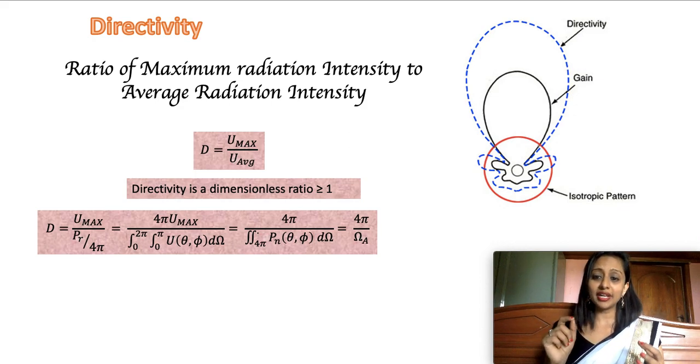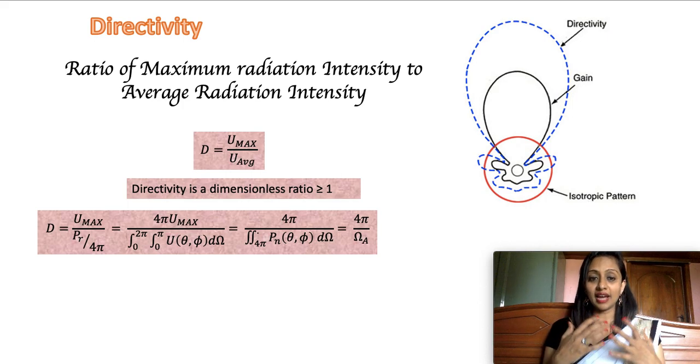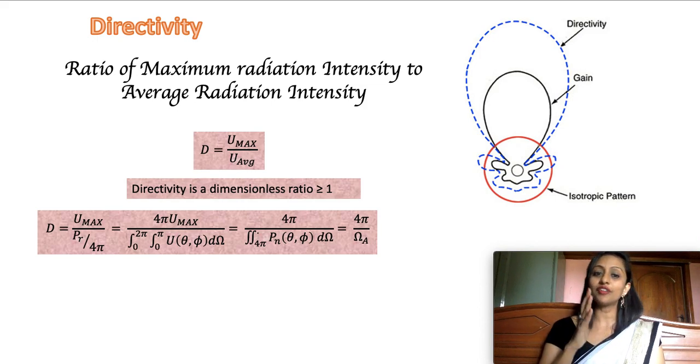When do I get average radiation intensity? When I am throwing in all directions, when my signal is reaching in all directions. That is an omnidirectional antenna. So likewise, when do I have maximum radiation intensity? Through a directional antenna. Which means the ratio of the radiation intensity of a directional antenna to the radiation intensity of an omnidirectional antenna is what gives me the directivity.